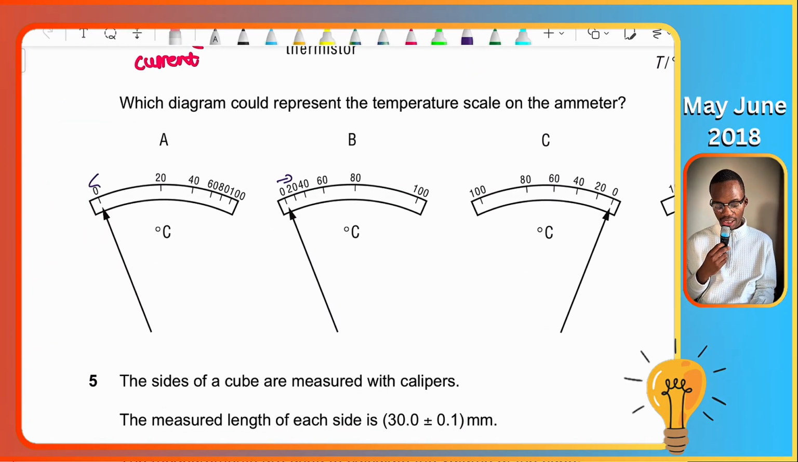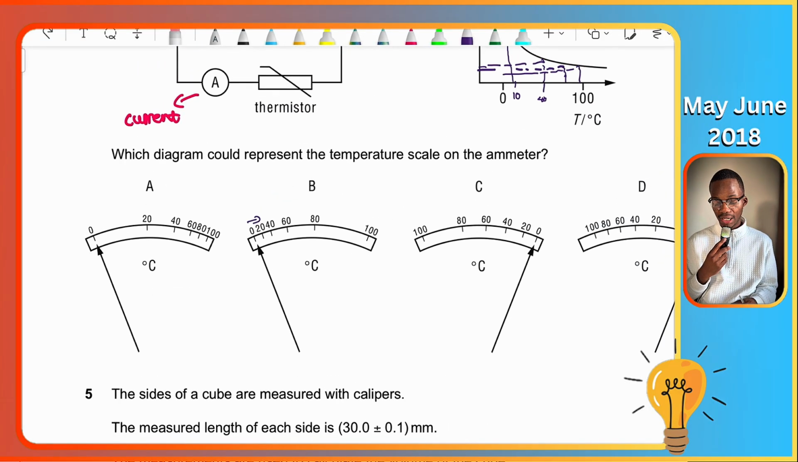So if you look at this, from 0 to 20 degrees, you're going to have a very big change in current, which is very true. So if you look at A, from 0 to 20, the ammeter is going to move so much. Why? Because there's a big drop in resistance. So you're going to have a big ammeter deflection. So that's effectively what we're reading here.